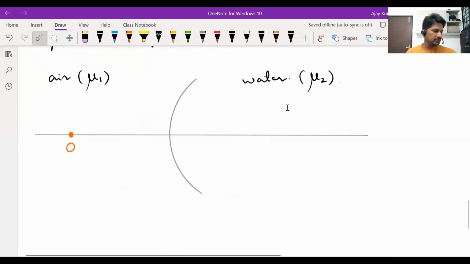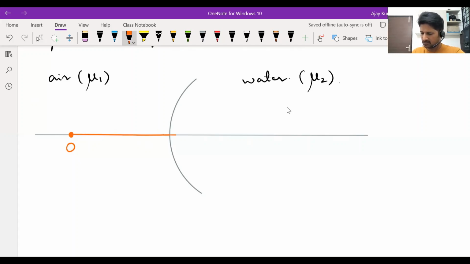We can make use of that here. Now to locate the image, we need to find out where the refracted rays meet. So we'll consider a few incident rays. We will draw their corresponding refracted rays, and see where they meet. For convenience, one incident ray can be taken like this. Now it strikes the surface normal to it, means it's traveling along the normal.